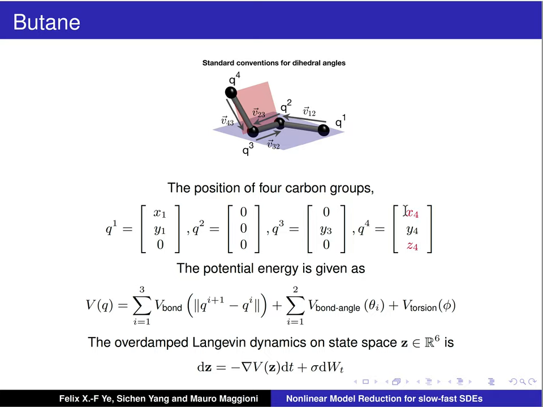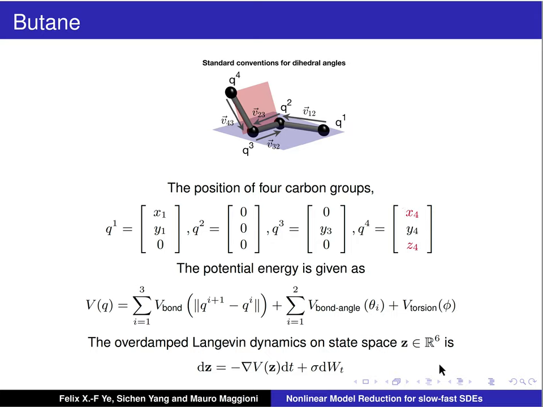If you look a little bit carefully, Q1, Q2, Q3 are in the same plane, so this plane doesn't change at all. What really changes is this red plane, and what really governs this plane turns out to be these two values, x4 and z4. These two values take part in the torsion potential and determine phi. This phi value is totally determined by x4 and z4 in this setup.